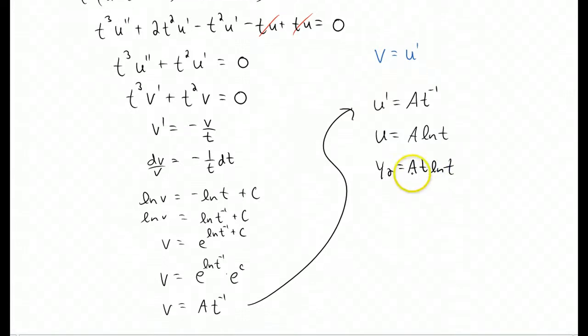And again, this constant here doesn't really matter because when we plug this y2 into our general solution, we're just going to get another constant in front of this thing anyway. So we may as well just call y2 t natural log of t.